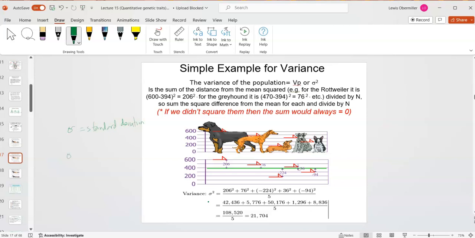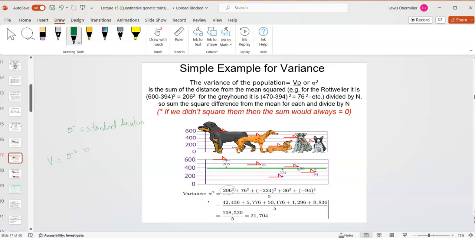And so the variance, sometimes written as V, but it's also sometimes written as standard deviation squared, because that's what it is, literally. We're taking the square of the deviations. So we square each of the numbers, right?